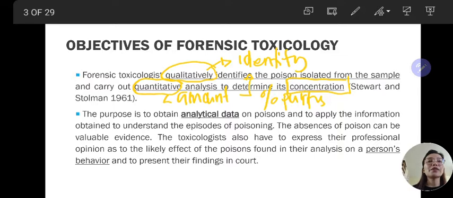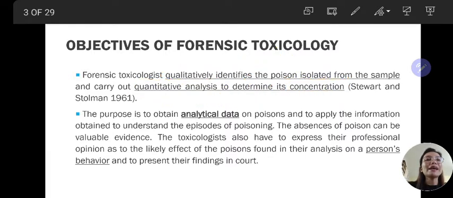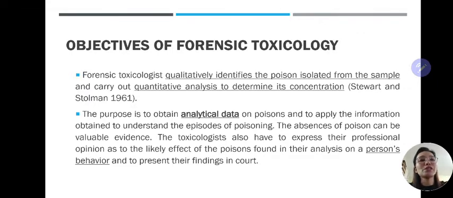The purpose of forensic toxicology examinations is to obtain analytical data on poisons and to apply the information obtained to understand the episodes of poisoning. The absence of poison can be valuable evidence. The toxicologists also have to express their professional opinion as to the likely effect of the poisons found in their analysis on a person's behavior and to present their findings in court.